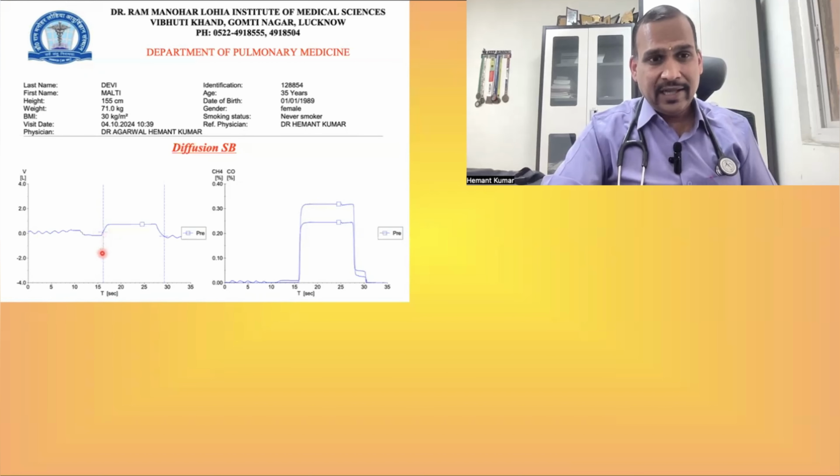After complete exhalation, the patient has to take a deep breath within 4 seconds, then hold for 10 seconds, then exhale. So technically, if you see, this procedure is not correct. Why? Because the patient has not exhaled up to RV.